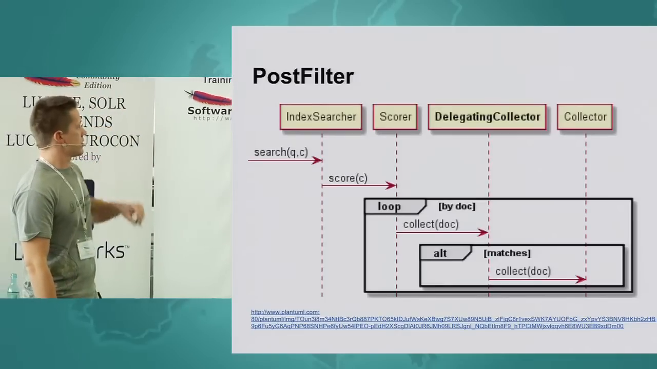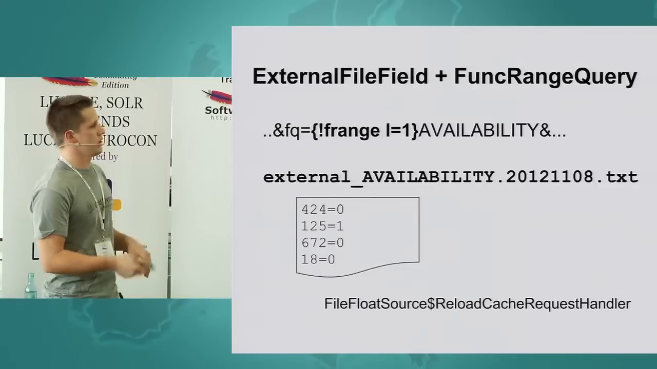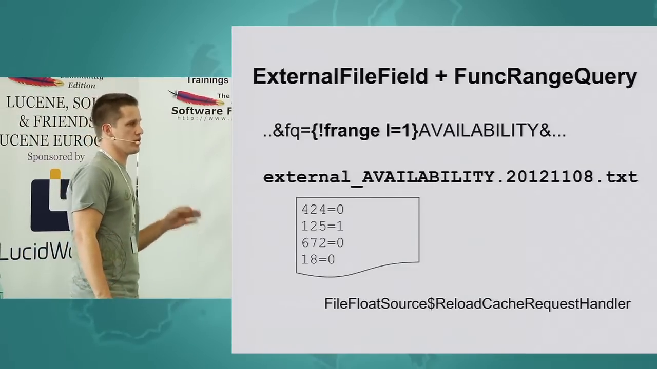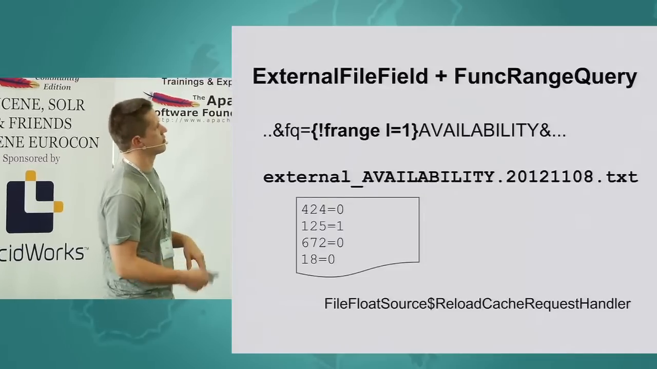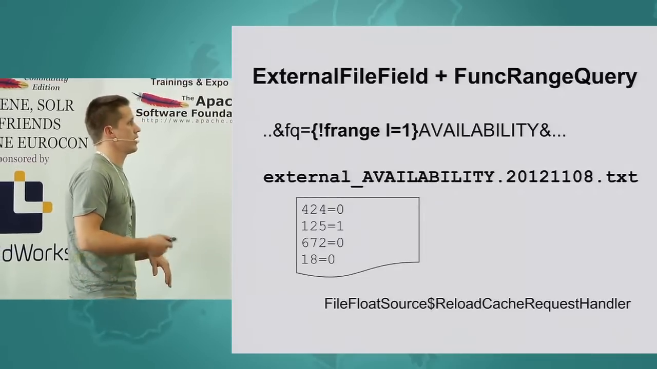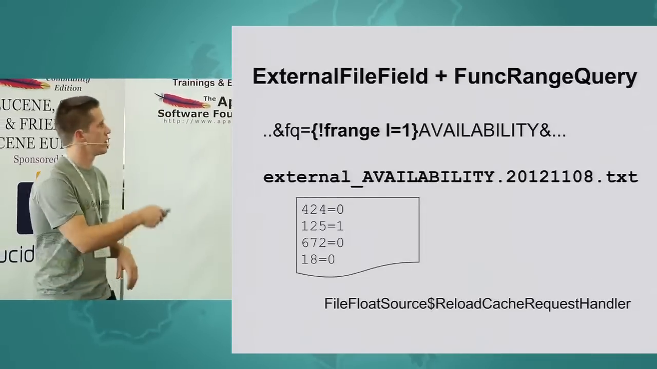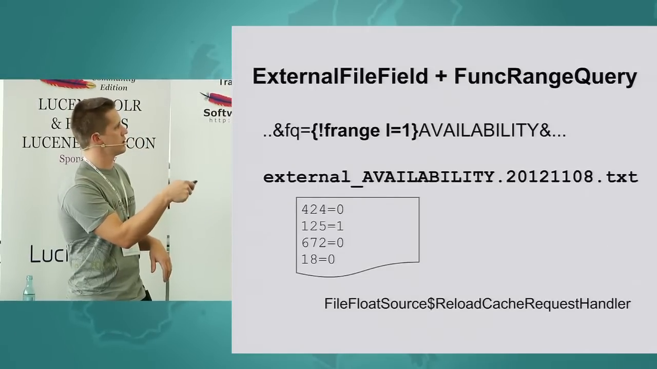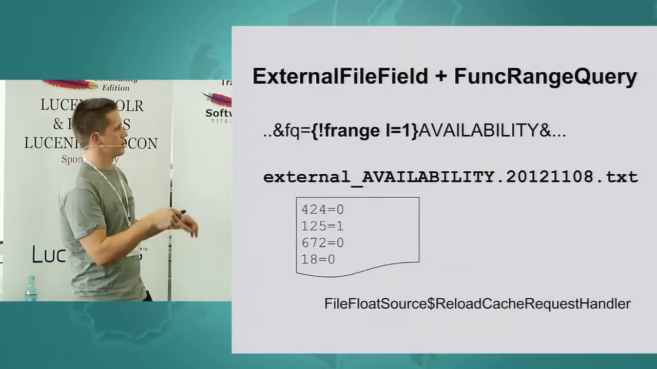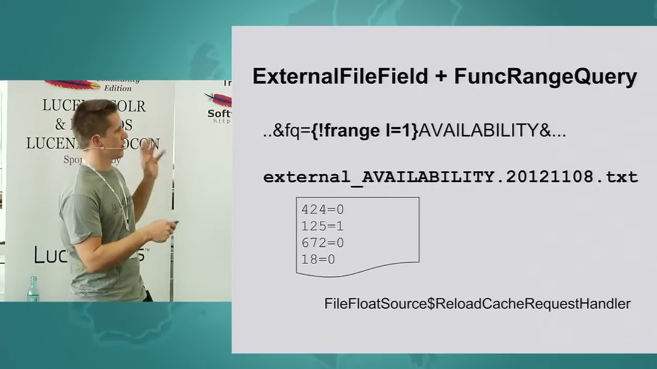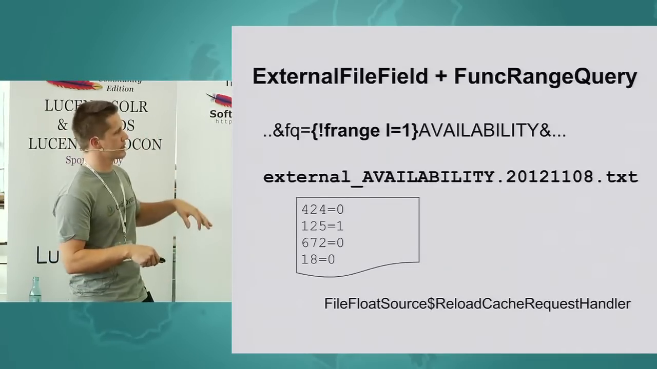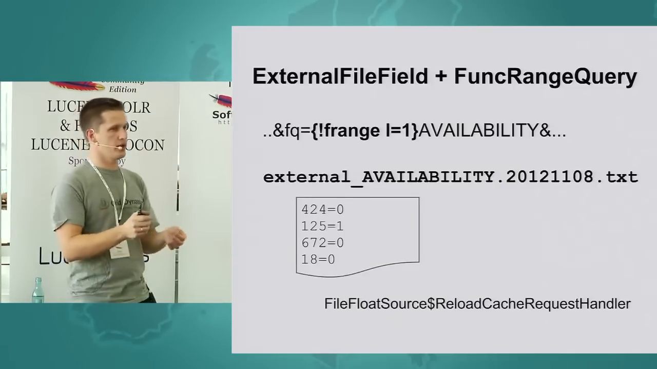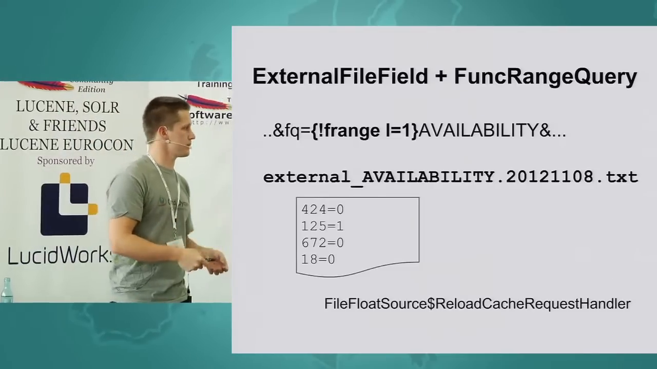To select only those documents which you really need to select, which you really need to search. So in Solr we have a mostly out-of-the-box solution for the availability problem. It's called external file field and functional range query. So you can apply it something like this. You put availability into a plain text file, and then apply a filter query by range of the availability.